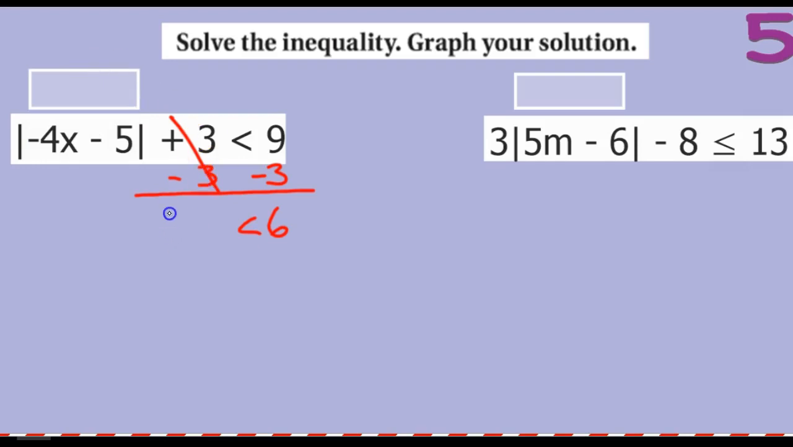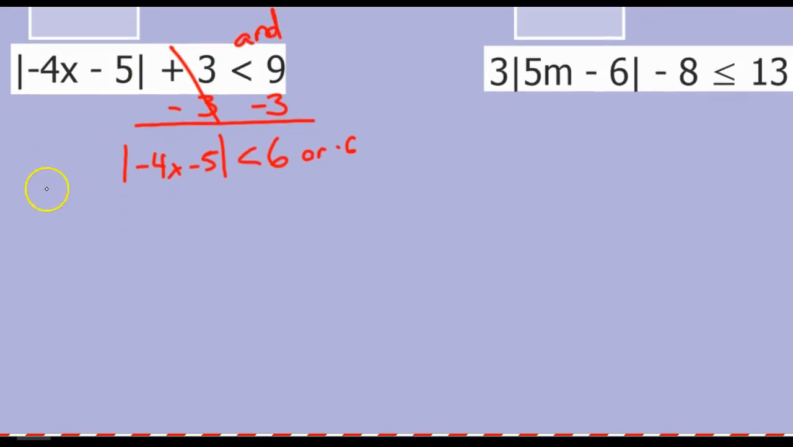And now we have the absolute value of -4x minus 5. So we still have the absolute value, so we know our solutions could be 6 or -6. Our symbol is less than, so we know it's going to be and. So we have -4x minus 5 is less than 6. And -4x minus 5 is greater than -6.